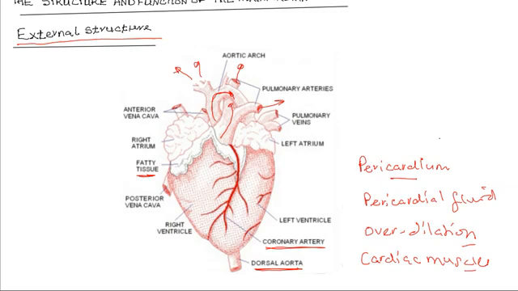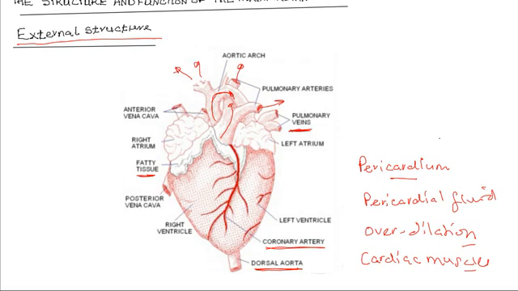There are pulmonary arteries and veins. You have the pulmonary vein, which brings blood from the lungs. So the pulmonary artery takes blood to the lungs for oxygenation, and then the pulmonary veins bring the oxygenated blood back to the heart.